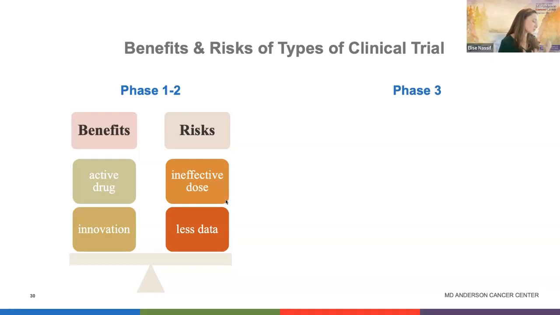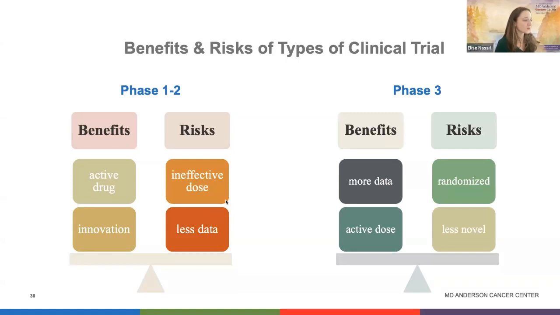Now, the benefits is that those drugs are more novel and usually more biomarker driven. And the biggest risk is that we do have less data. We have less patients that have had the drug. The benefits of a phase 3 trial is that we do have more data, that you're sure that you're going to have an active dose. The risk is that you're going to be randomized, and you're going to be randomized to the standard of care, which might be less effective, but we don't have enough data to say that it's less effective. Some randomized trials are actually randomizing to placebo, and this is really something you want to discuss with your oncologist before participating in a clinical trial.